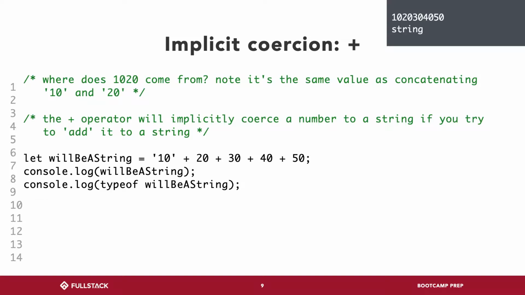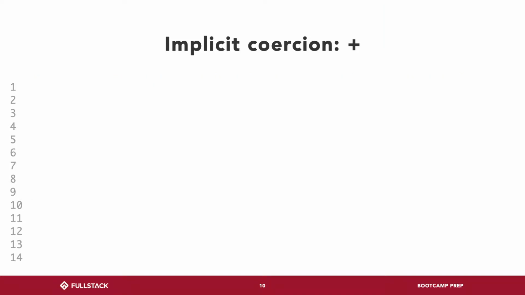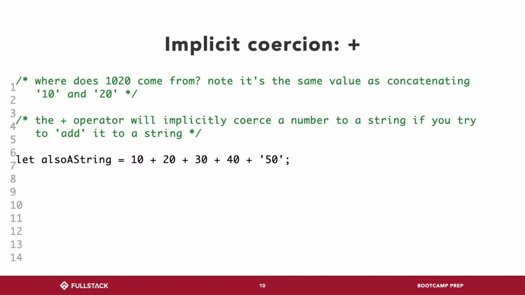As you can see, a string of 10 plus a number 20, 30, 40, 50, you get 10, 20, 30, 40, 50, and it's a string. Does this make sense? Cool. Let me know if I'm going too fast or you have any questions.